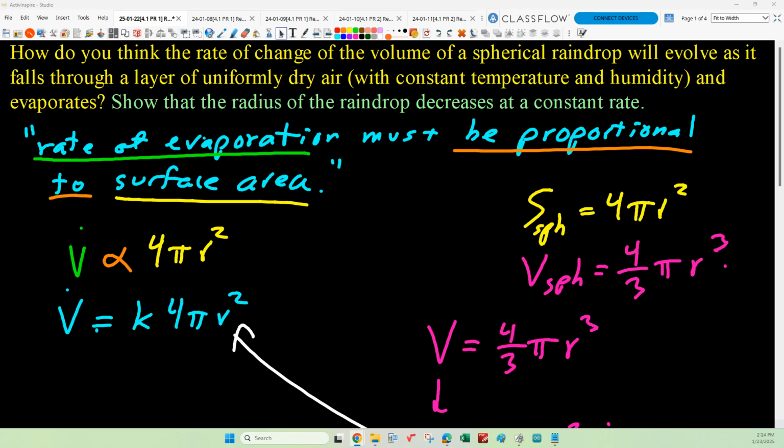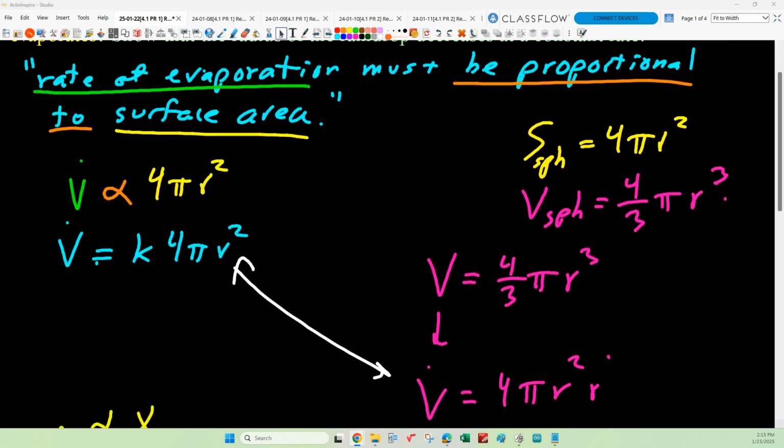The rate of change of volume, because we're losing water to evaporation, must be proportional to surface area, which is 4 pi r squared. So that gives us the proportionality equation, V dot equals K, the constant of proportionality, times 4 pi r squared. Okay, so we get one equation that relates V dot to r. Well, we can also just take the volume of a sphere, V equals 4/3 pi r cubed, and implicitly differentiate with respect to t.